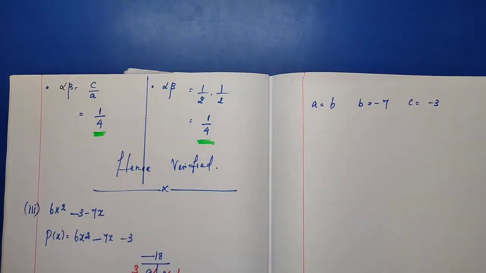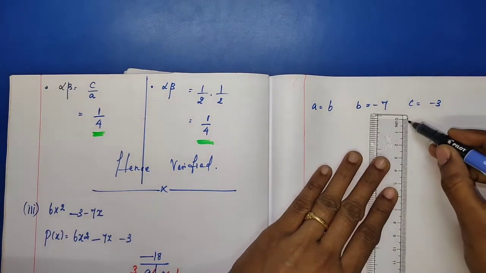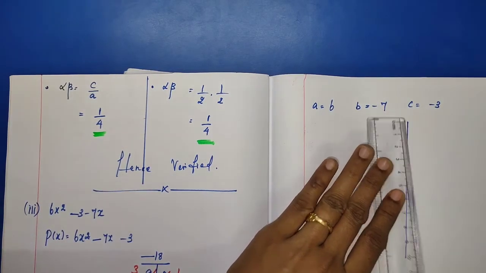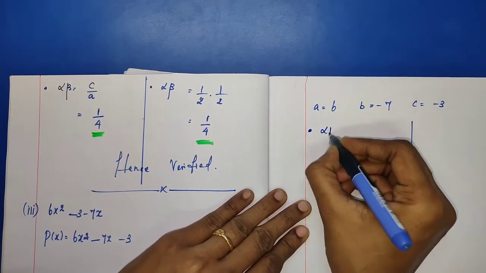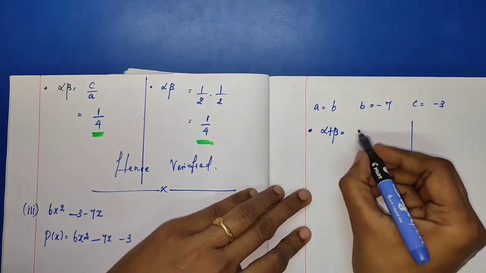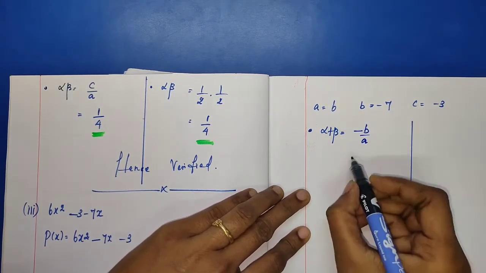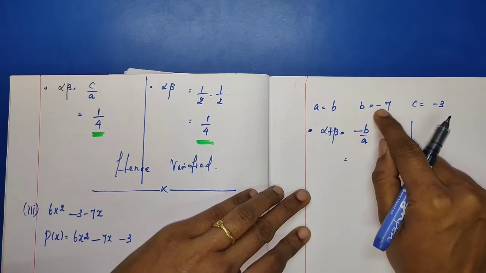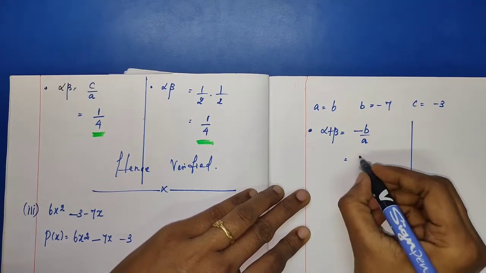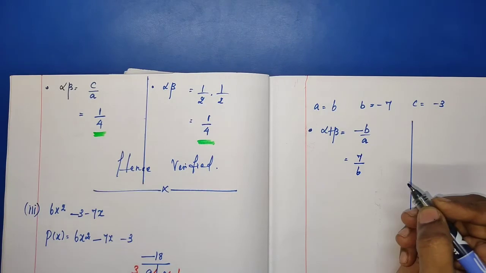Verification. We are going to verify the sum and the product, by zeros and by coefficients. Sum alpha plus beta, the formula is minus b by a. With the minus sign, minus of minus 7 gives plus 7 by 6.